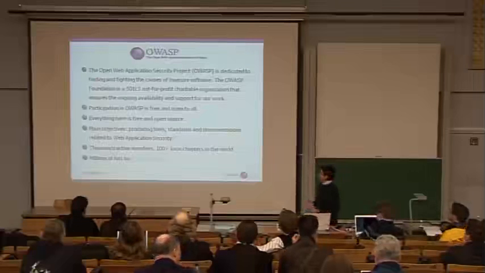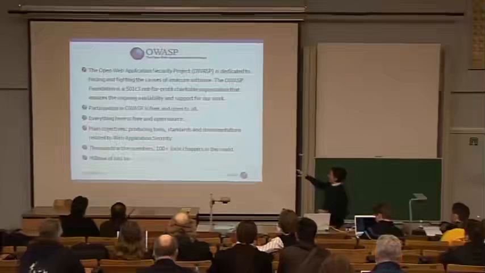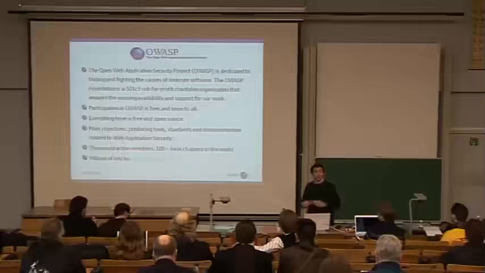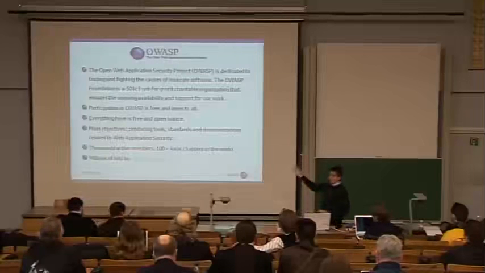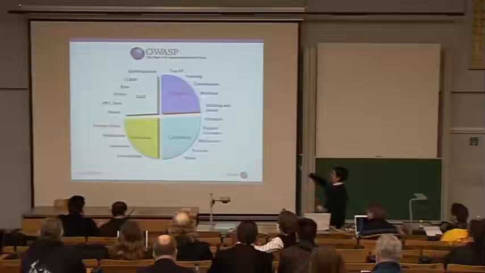Okay. So the main objective of OWASP is developing tools, standards, and documentation related to web application security. We have thousands of active members all around the world. We have more than 100 chapters around the world, and millions of hits on our site. So if we think about OWASP, we have 4 areas.